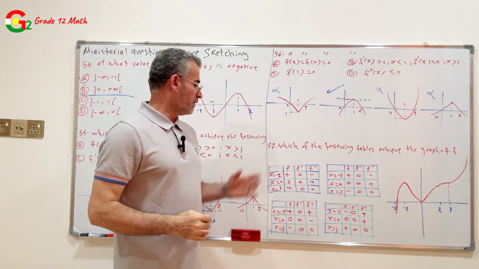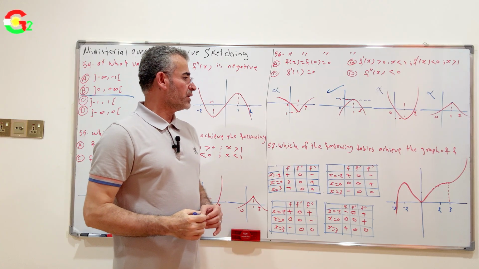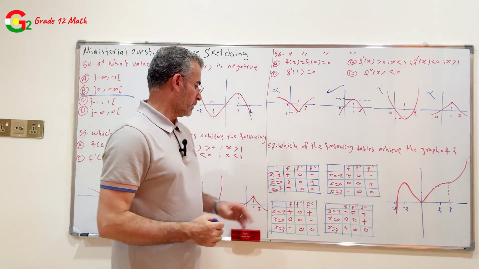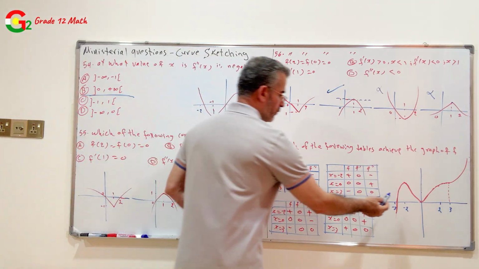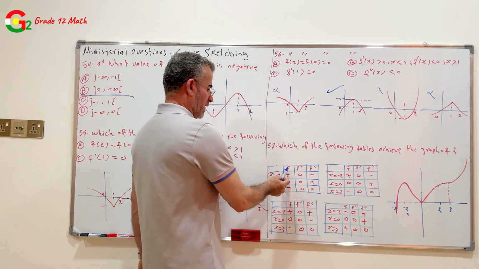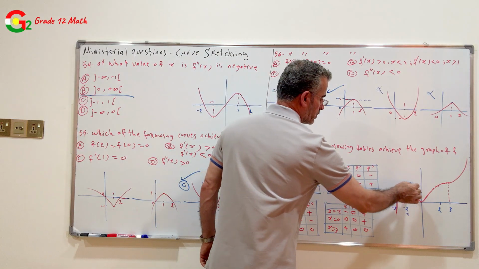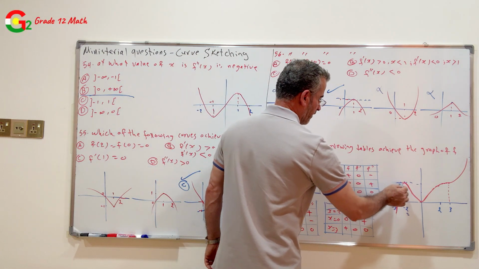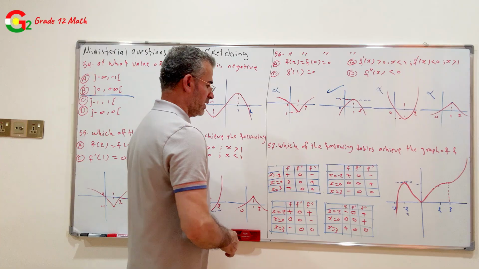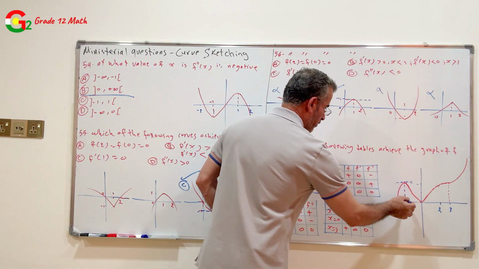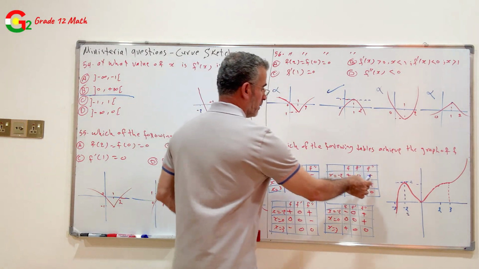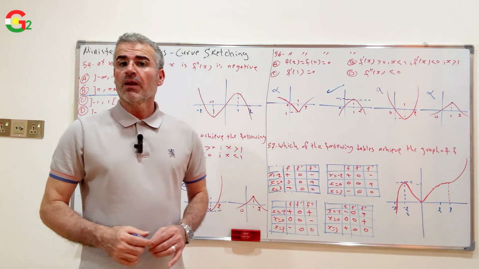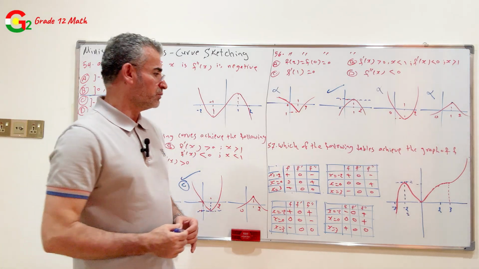Question number 57. Which of the following tables achieves the graph of F? Let us check one by one. When x equals negative 2, F is positive, it is true. F prime is 0, since the graph has a horizontal tangent line at negative 2. Therefore, f prime of negative 2 is 0. F double prime is negative, since the graph is convex. Therefore, f double prime, the second derivative, should be negative.